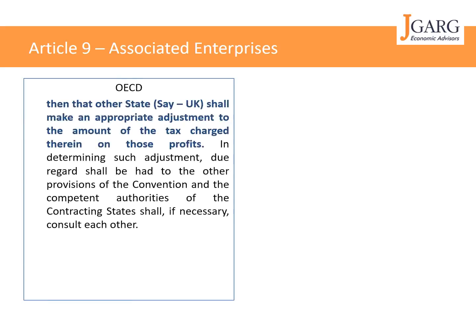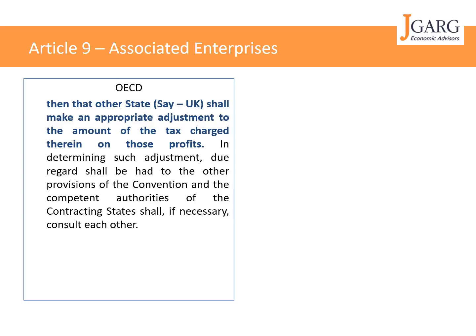Further, it says then that other state, say UK, shall make an appropriate adjustment to the amount of the tax charged therein on those profits. In determining such adjustment, due regard shall be had to the other provisions of the convention, and the competent authorities of the contracting states shall, if necessary, consult each other. So, a very important paragraph. What it says, this paragraph 2 of Article 9, wherein let's say South Africa makes an addition of $20, in such a case, the UK shall provide the appropriate adjustment.